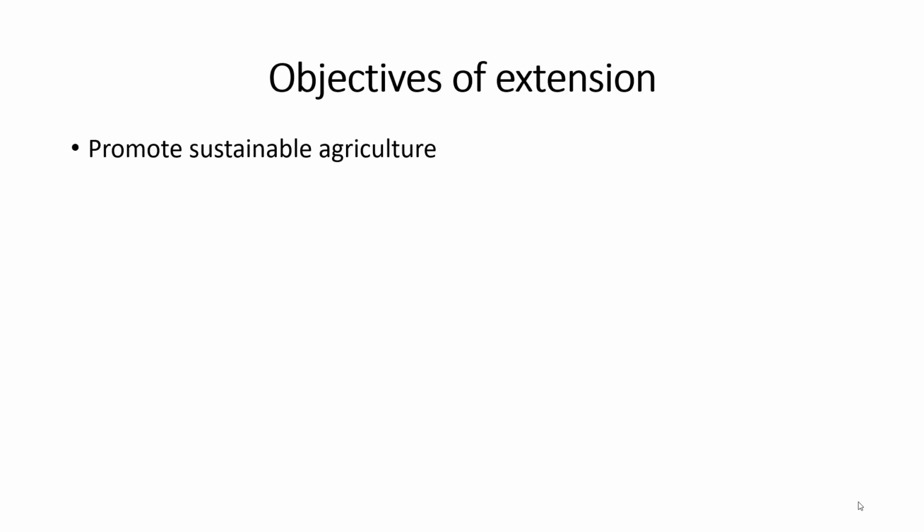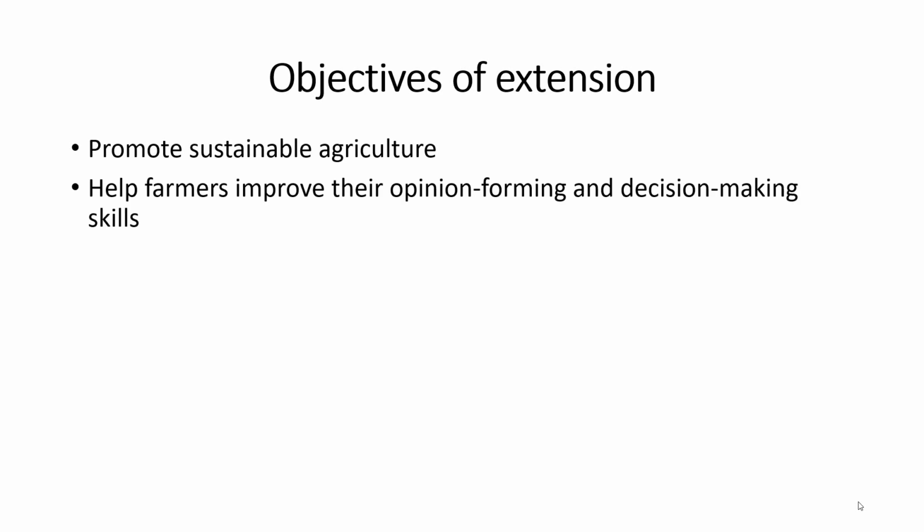The objectives of extension are to promote sustainable agriculture, and to help farmers improve their opinion forming and decision making skills, which may help the farmers develop self-confidence to explore technologies and innovations to be incorporated into their farming practices. This cycle or process may continue, which will in turn help in increasing production.